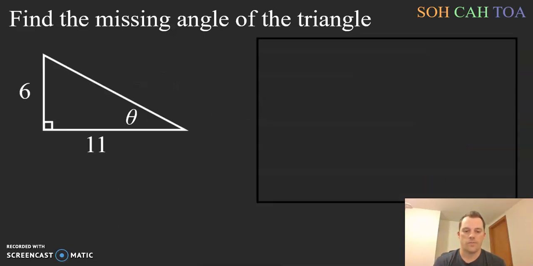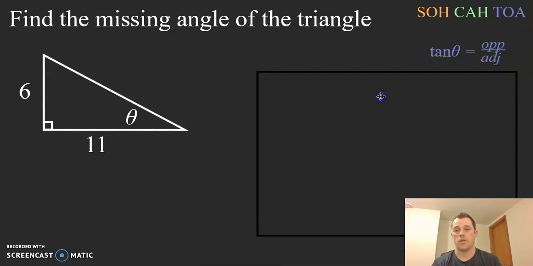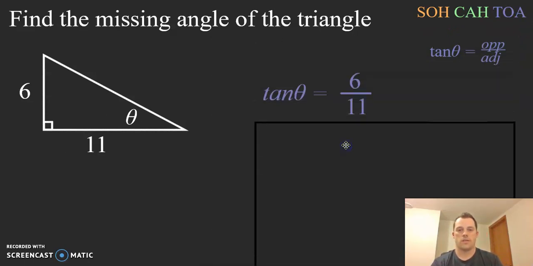One more example here. Now our angle is right here, and we have the opposite side and the adjacent side. So opposite and adjacent, we have tangent. So we're going to set up our tangent ratio. So we get tangent of theta equals 6 over 11.